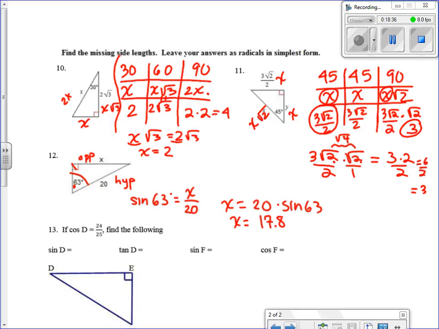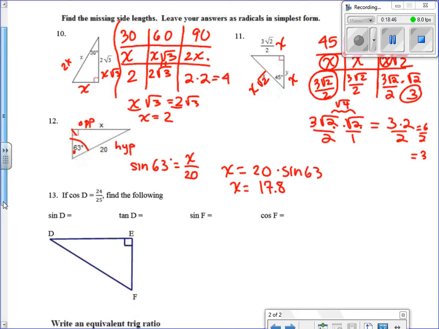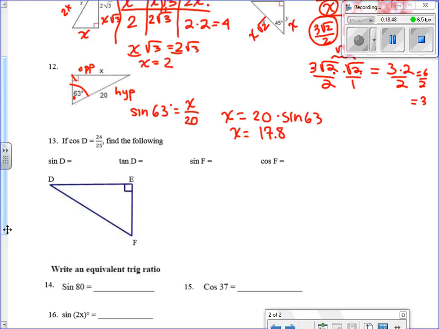Now, the instructions say leave your answer in simplest radical form. Well, that answer is not going to be a radical, so it doesn't exist as a radical, so you're good. Now this one's interesting. It says, if the cosine of d equals 24 over 25, find the following.